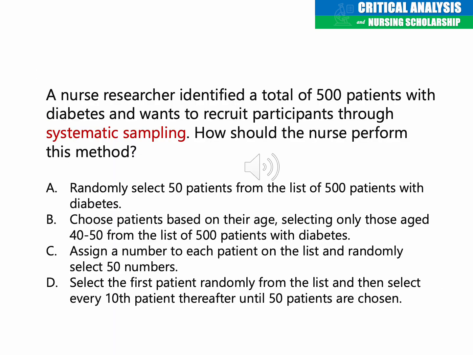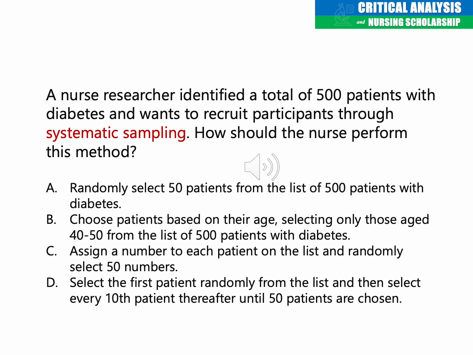Okay, before we proceed with non-probability sampling, I have here a question for you to answer. Let's try this question. A nurse researcher identified a total of 500 patients with diabetes and wants to recruit participants through systematic sampling. Take note, the question is asking about systematic sampling. How should the nurse perform this method?